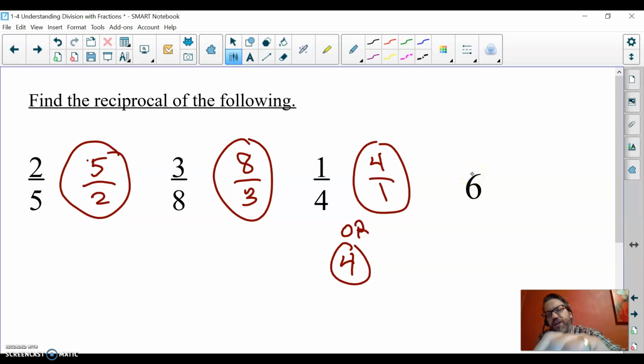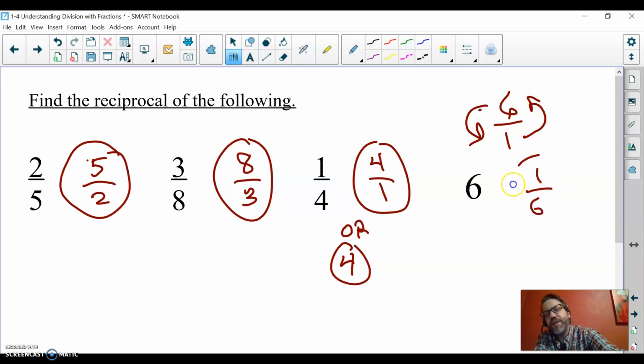Well, we have to be careful on this one. 6 can be rewritten as 6/1. It's the same thing. So its reciprocal, when you flip these over, would be 1/6. That's the reciprocal of 6.